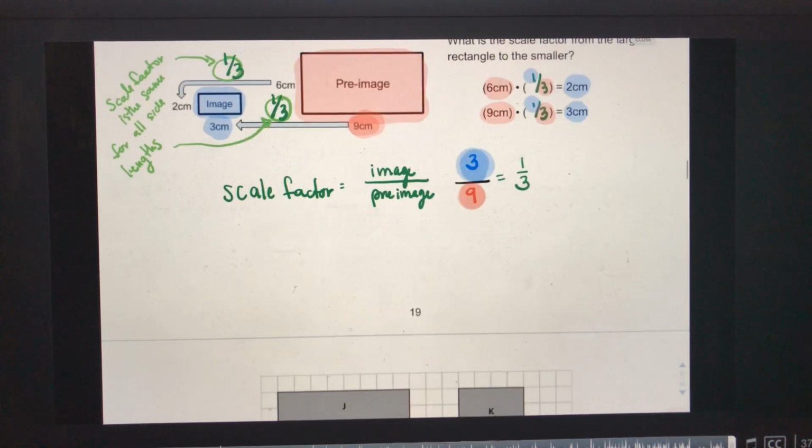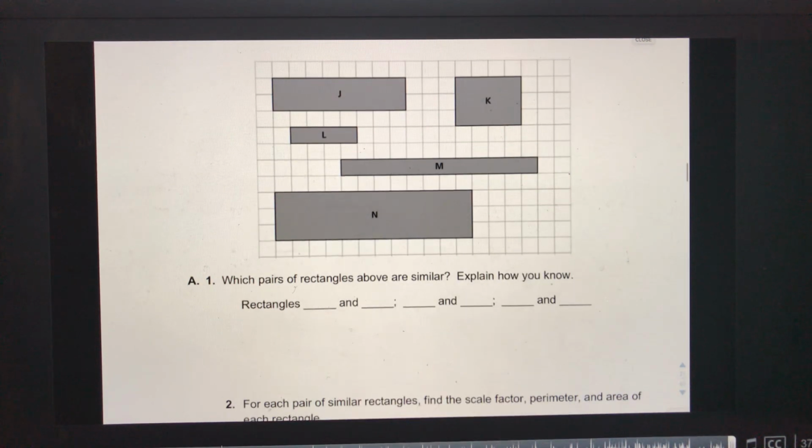All right. We're going to do some practice, or some examples. It says, which pairs of rectangles above are similar, and how do you know? So you need to find if two shapes have a scale factor between corresponding sides. Let me repeat that. You need to find shapes that have corresponding sides, short side to short side, long side to long side, and have the same scale factor for both.